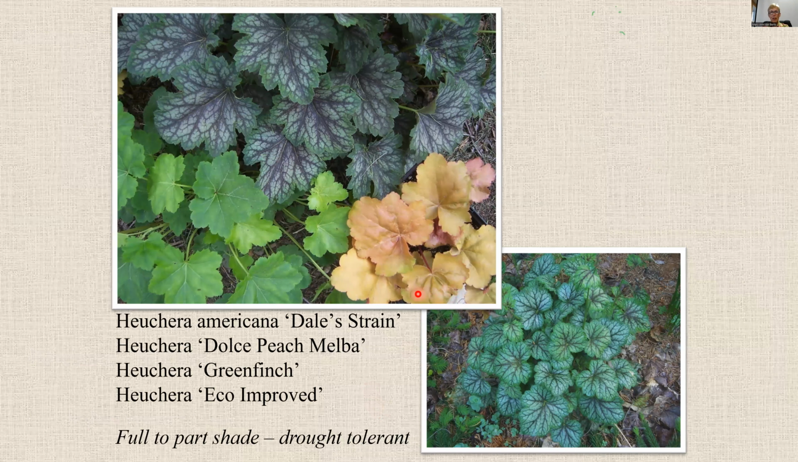Heuchera is my go-to plant for shade and part shade. They have such brilliant colors and they look great in mass plantings. They can brighten up a corner and they're pretty darn tough.